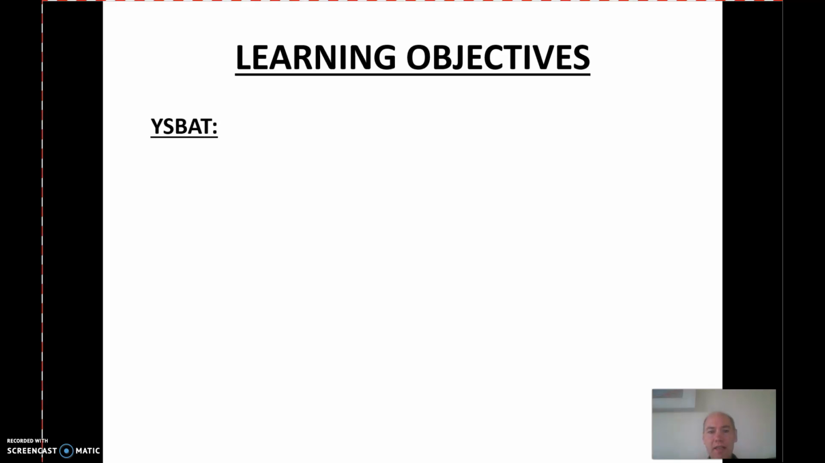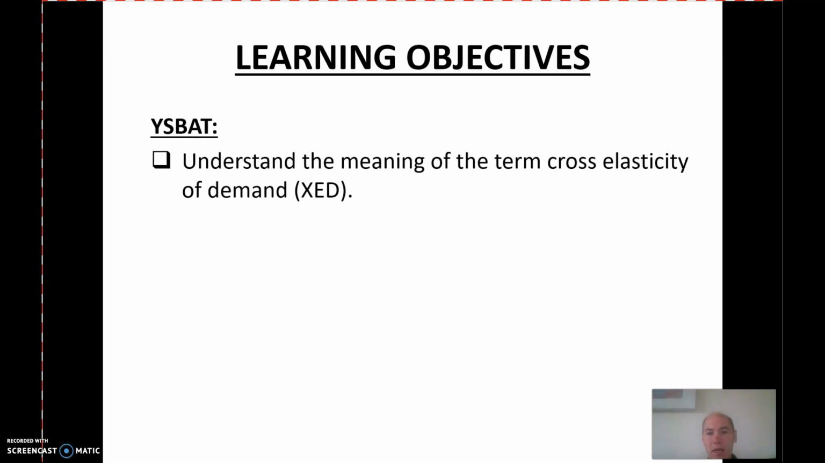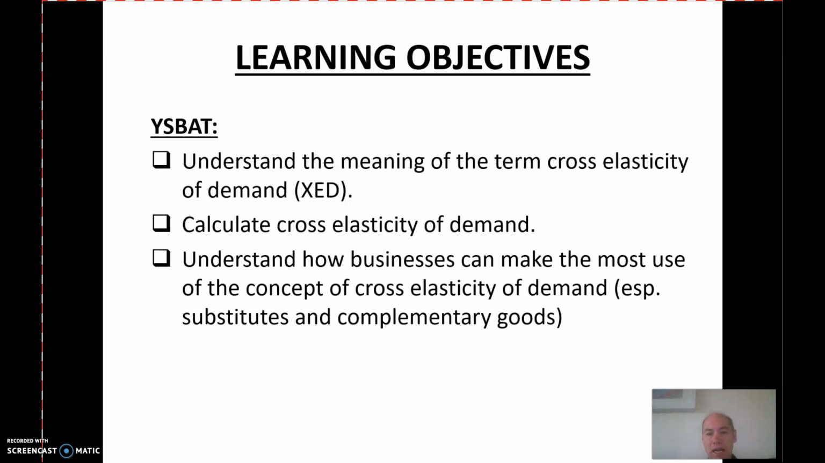Okay, key learning objectives, things we must be able to do. Obviously understand the meaning of the term cross-elasticity of demand. Note, by the way, the shorthand, the abbreviation for cross-elasticity, we use an X. You've obviously got to be able to calculate the term and then look at the applications of the concept for business, in particular substitutes and complementary goods.